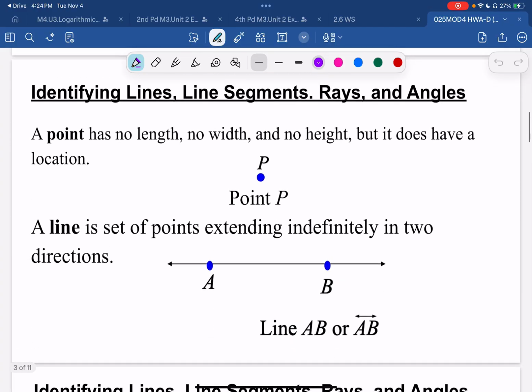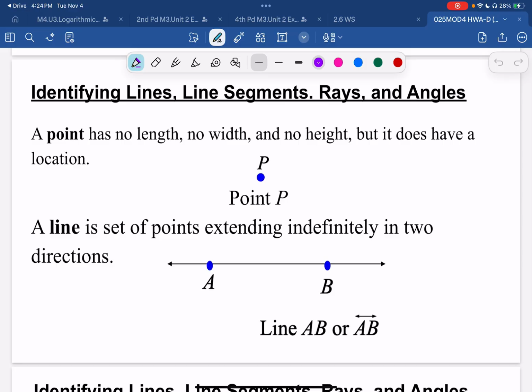Another term you're going to see is a point. A point is not going to have any length, width, or height, but it does have a location. And so you could have just a point on a graph, a point on a line, a point on a plane. It's going to have a location, but it's not going to have any of those other things.